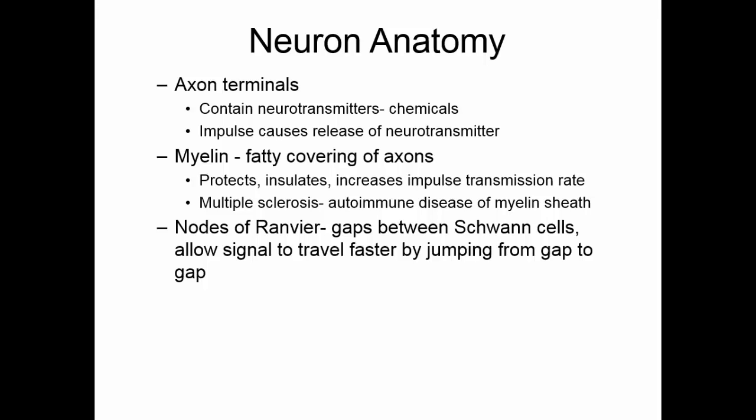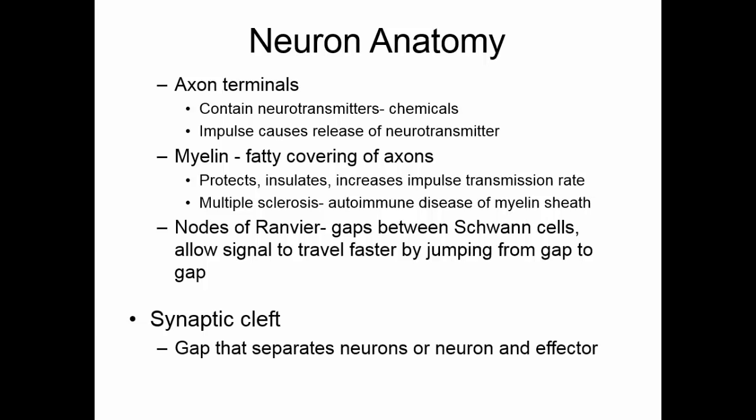The Schwann cells don't completely cover the axon. There are little gaps between the Schwann cells. These are known as the nodes of Ranvier. This allows the signal to travel faster. The signal can actually jump from node to node, making the signal travel much faster than if it had to go the entire length of the axon. The synaptic cleft, you'll remember, is that gap that separates the neuron from its effector cell. We saw this with the muscle cells.